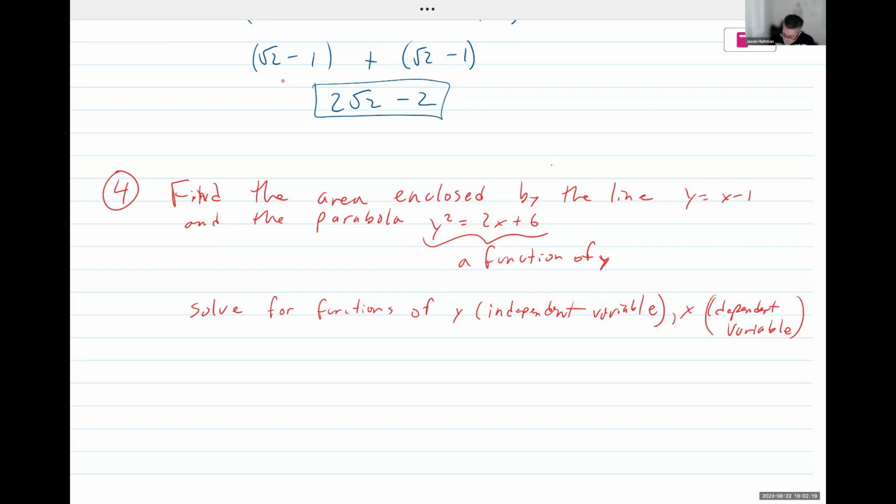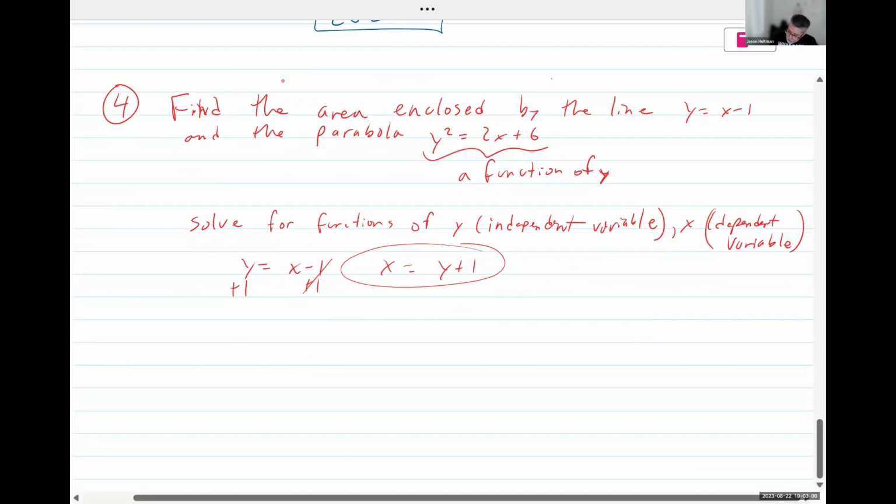Okay, so let's solve for x. Make these functions of y. So in the first one, we have y equals x minus 1. So I want to solve for x. I'm just going to add 1 to both sides, and I get x equals y plus 1. So that's my first function, my first f of y or g of y. I don't know which it is yet, or how that goes into helping me find the area between these two curves. But we have it solved in terms of y.